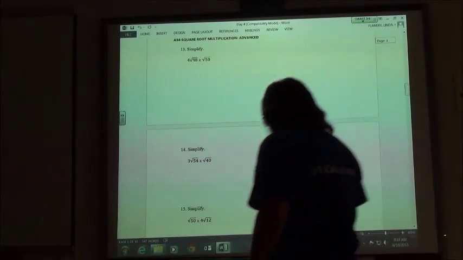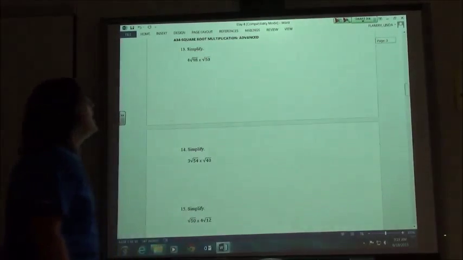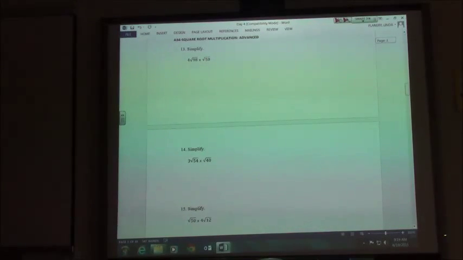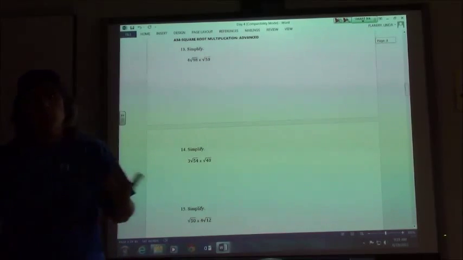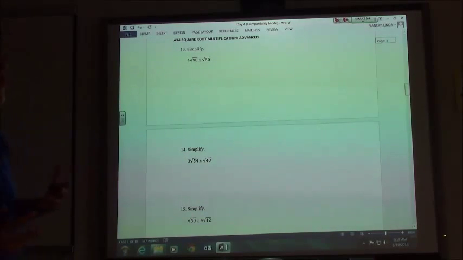Numbers 13, 14, 15, we are doing square root multiplication. When we do square root multiplication, we could go ahead and multiply them first, but our numbers would be really huge. So what we want to do is simplify them first before we multiply so our numbers aren't so big.